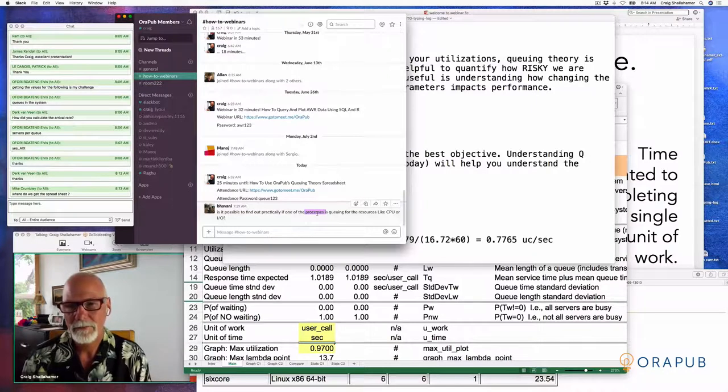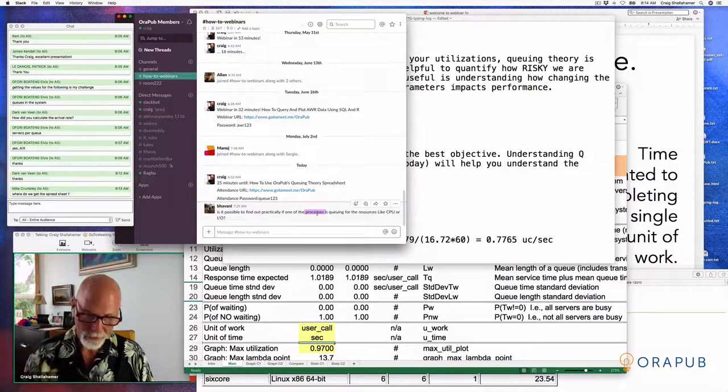Is it possible to look at practically one of the processes? So you focus on one. If you want to look at one of the processes from an Oracle perspective, you could use ASH to figure that out. You could use DBMS_MONITOR to get down to a particular session. If you're looking at the operating system, I don't know how you do that per process at an OS level. There's probably a way to do it, but ask an operating system guy that question and see what they say.